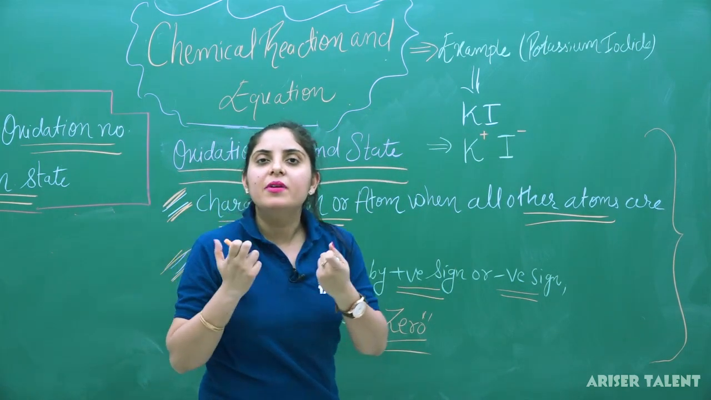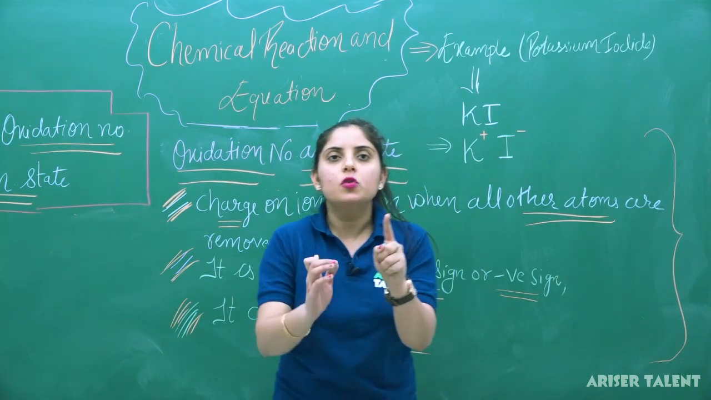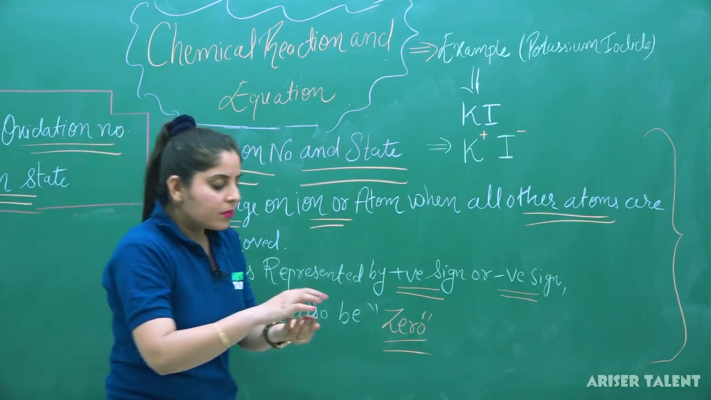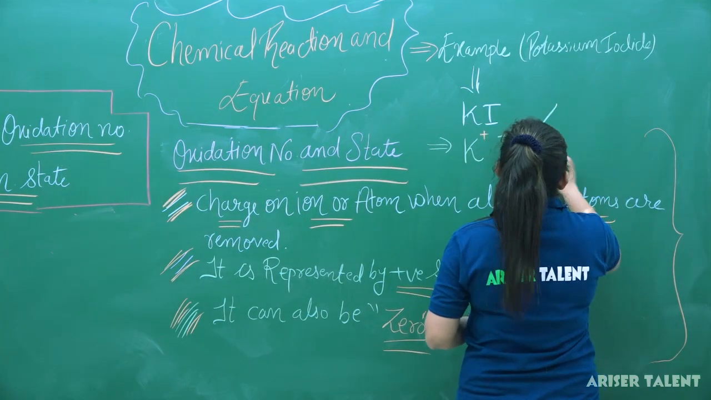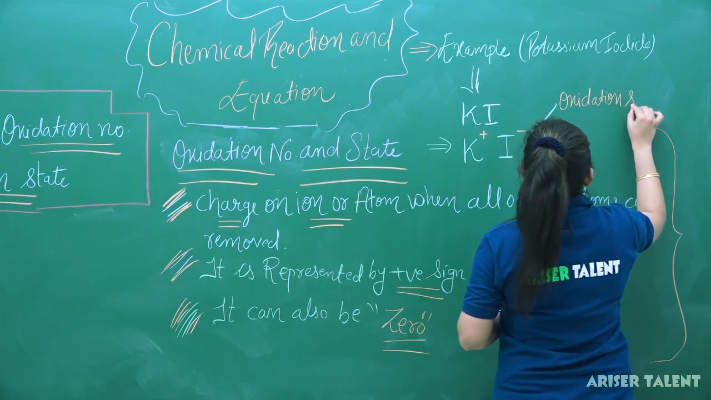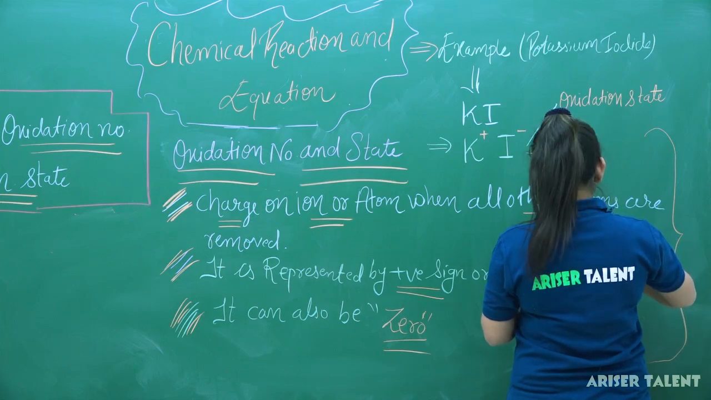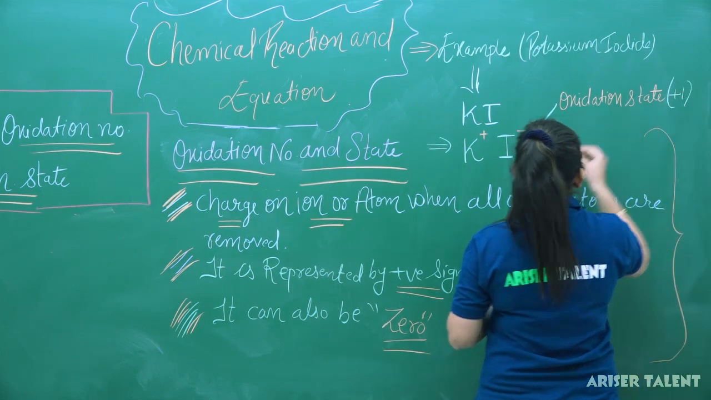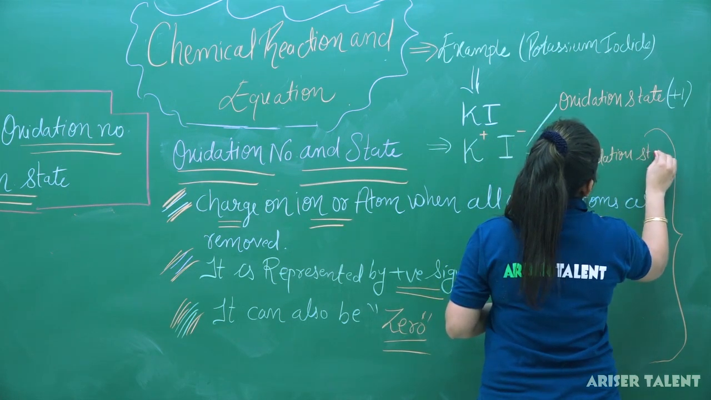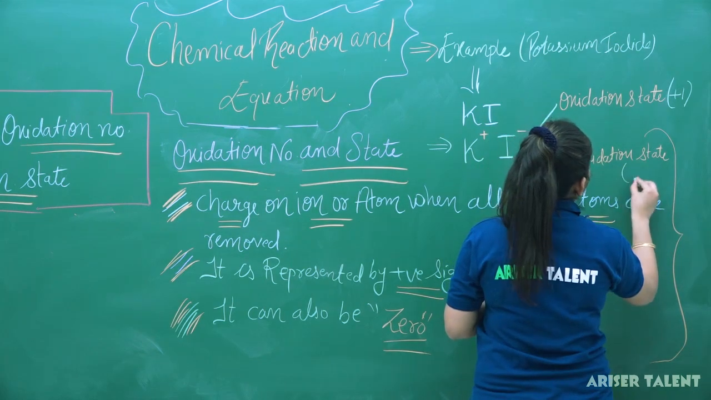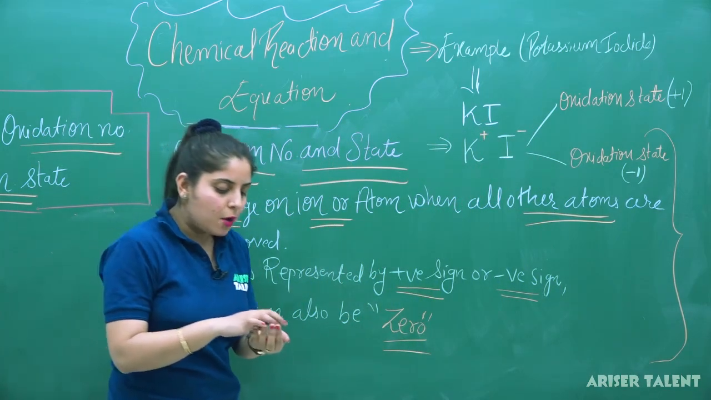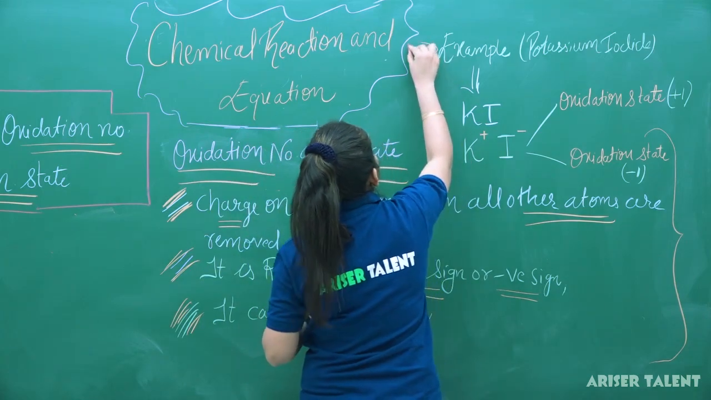But if I talk in terms of valency, their valency will be one and one, without any sign. It indicates that valency is a pure number. So the oxidation state of potassium is plus 1 and the oxidation state of iodine is minus 1. This is a basic example. To learn about the oxidation state, we have considered the example of potassium iodide. Now we have our second example.